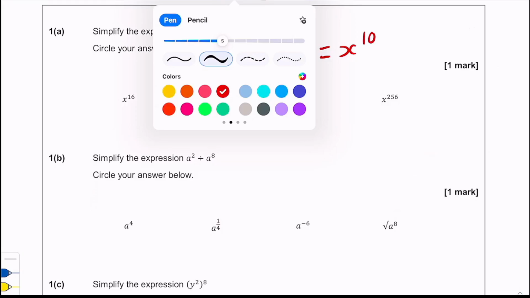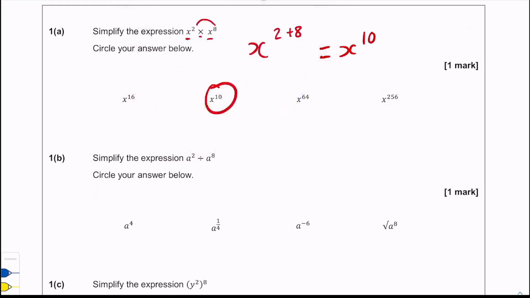Okay, let's move on to part B. For part B, we need to simplify the expression a squared divided by a to the power of 8. Again, the base is the same, but this time they're being divided, so we need to subtract the powers. So we have a to the power of 2 take away 8, which gets us a to the power of negative 6, and it's our third answer here.